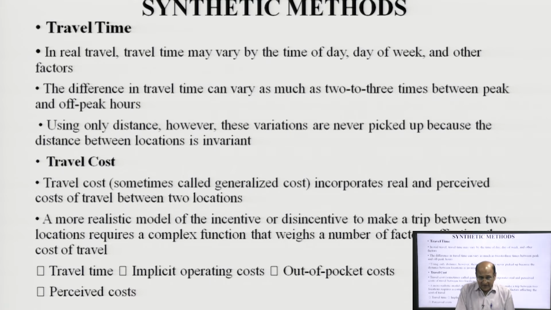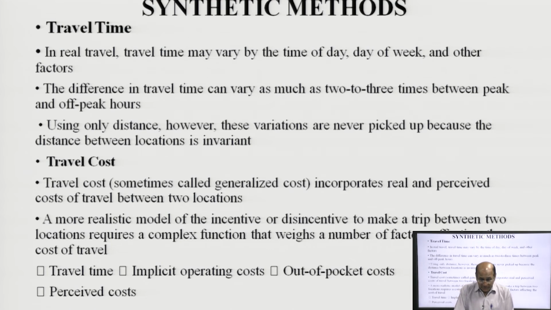In real travel, travel time may vary by time of day, day of week and other factors. The difference in travel time can vary as much as 2 or 3 times between peak and off peak hours. Usually, with only distance, however, these variations are never picked up because the distance between locations is invariant.